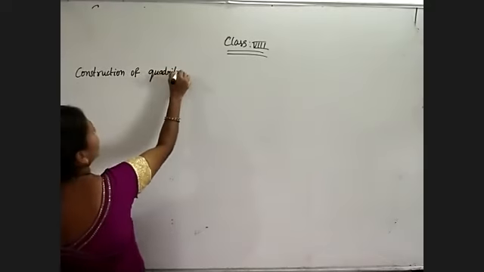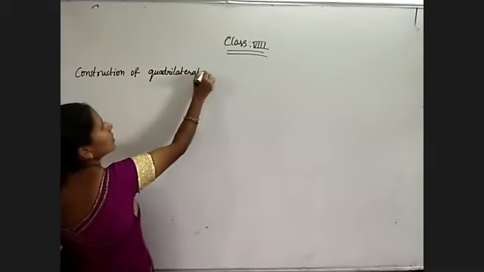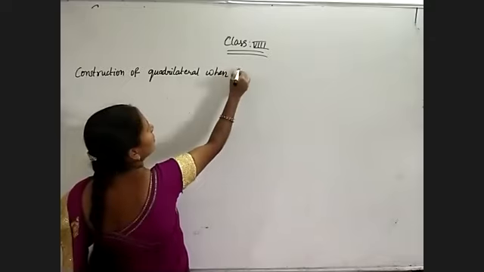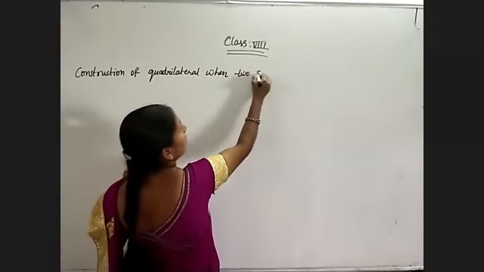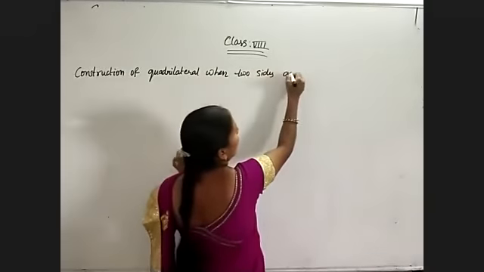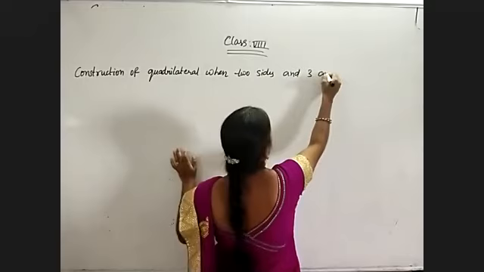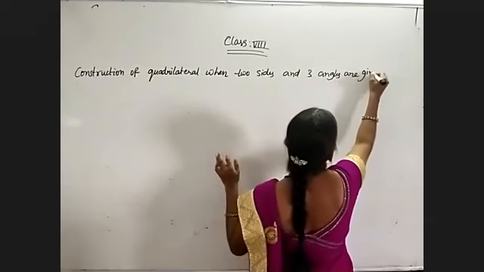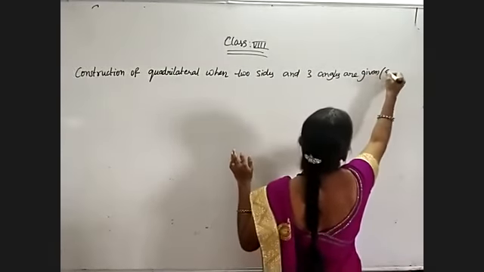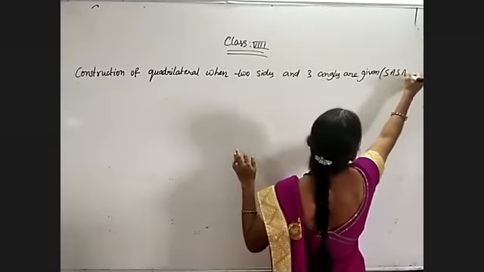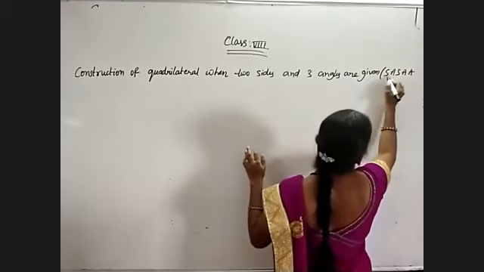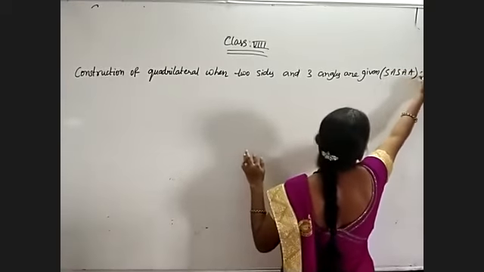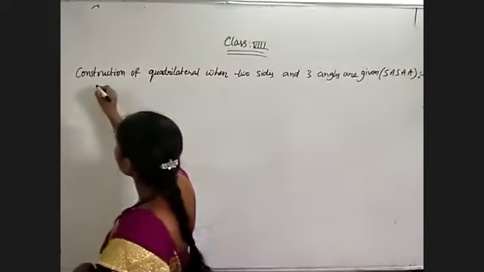when two sides and 3 angles are given. That is side, angle, angle. So 2 sides and 3 angles are given. How to construct the quadrilateral?